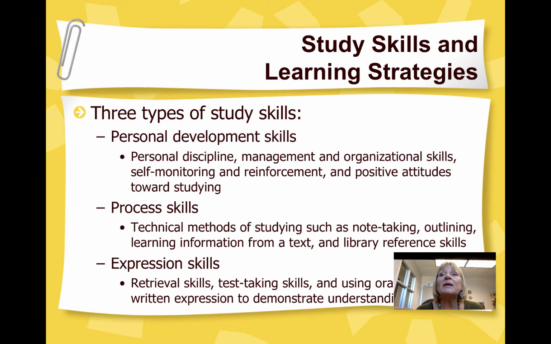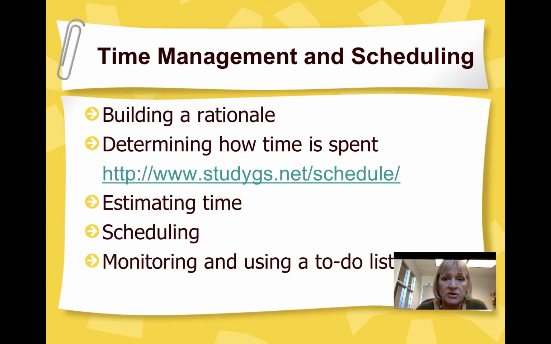And then I have to be able to express what I've learned. So I can discipline myself, I can go through the process, but then I usually have to produce something that indicates what I've learned. And so there has to be some retrieval. It may be related to demonstrating knowledge on a test. It may be using oral or written expression to demonstrate my understanding. I may have to do a presentation, or I may have to write a paper, right? All kinds of ways in which I may express my knowledge.